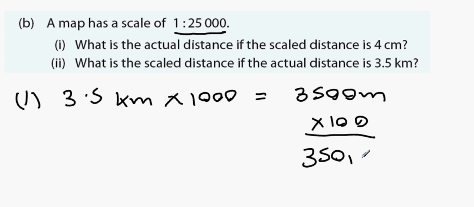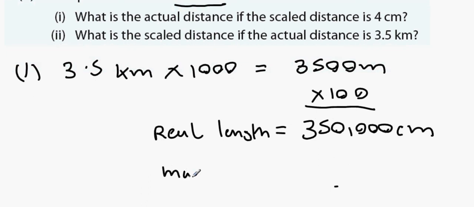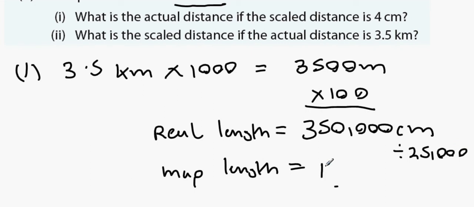Now to get the map length, so the real length is this much, and now we're looking to get the map length. And remember, the map length is 25,000 times smaller, so we've got to divide that by 25,000. And when we do that, we get 14. So the answer is going to be 14 centimeters. Okay, and I know that's the right answer. Just seen it there a second ago.